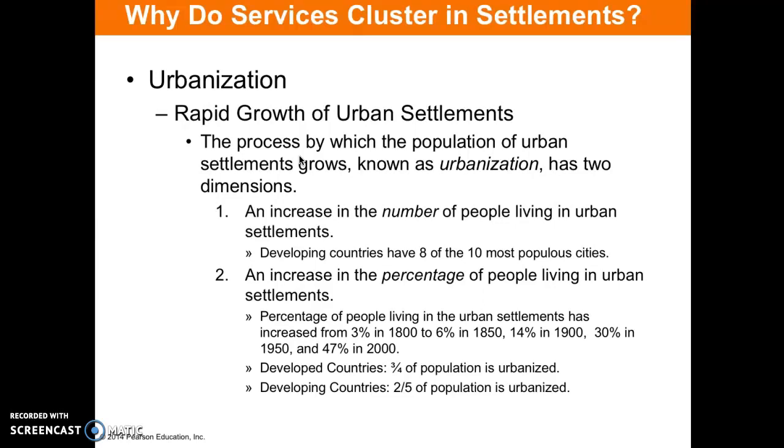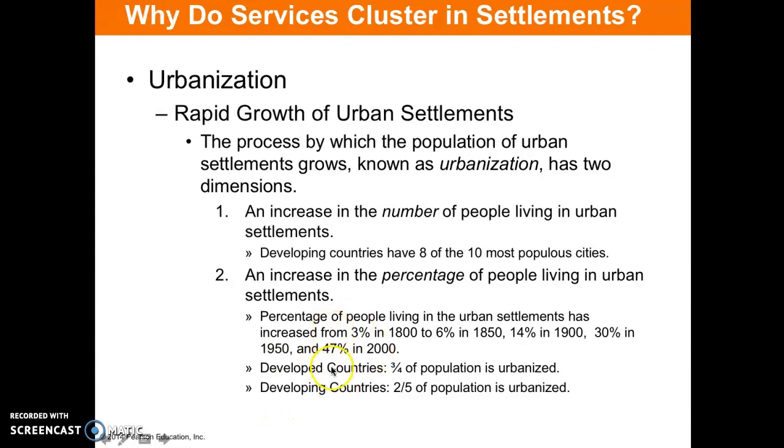Developing countries tend to have larger populations than our developed countries right now. So you're going to have a rapid growth of the people who are moving in, and an increase in the percentage of people who live in urban settlements. Not just the number of people, but the percentage. The percentage of people living in urban settlements has increased from 3% in 1800 to 6% in 1850, to 14% in 1900, 30% in 1950, up to 47% in 2000.